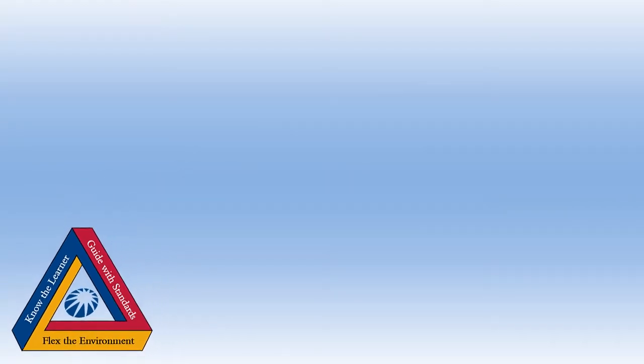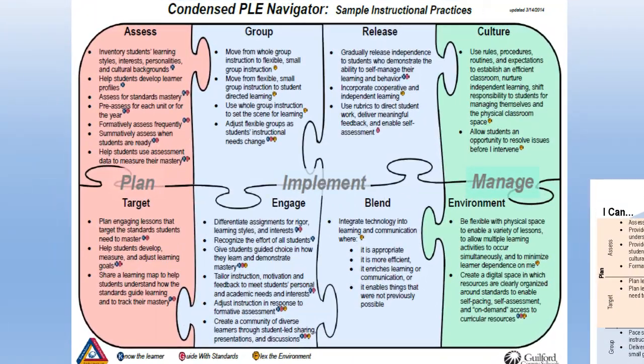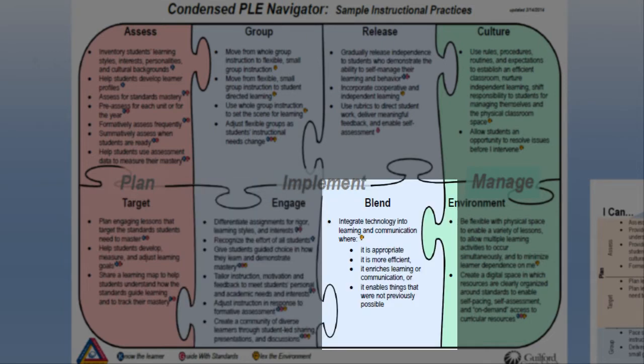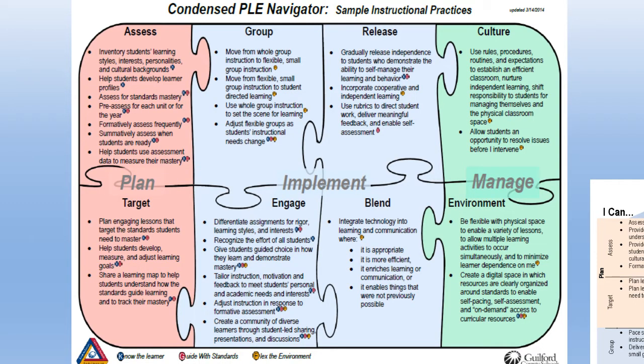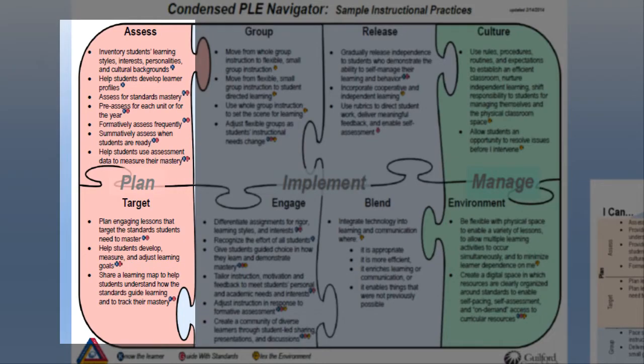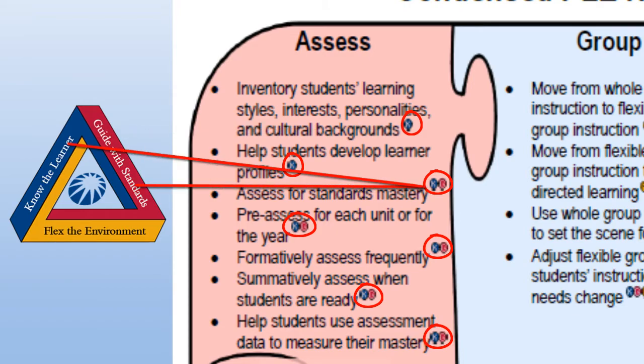There are two navigators, a condensed navigator and an expanded navigator. The condensed PLE navigator looks like a puzzle with 8 pieces. Each piece represents a strand of related instructional practices. Each piece also combines with one or more other pieces to form a process. You'll notice, for example, that the assess strand and the target strand form the plan process. You'll also notice that each instructional practice is connected by these circle icons back to one or more of the fundamentals represented in the PLE triangle.